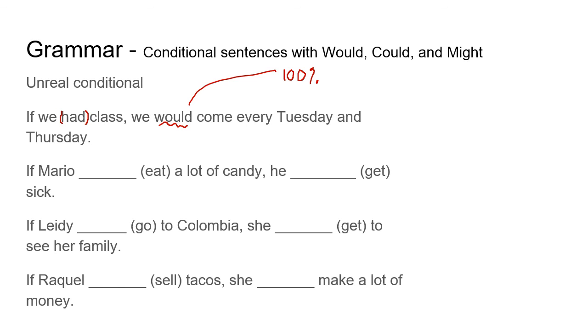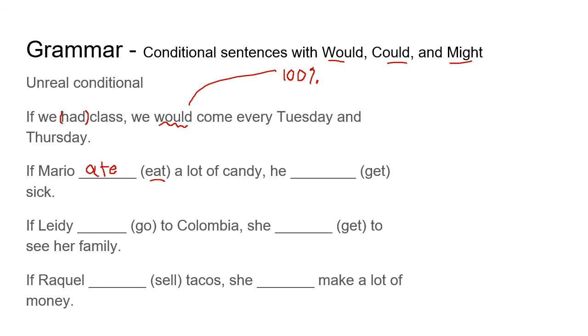Another example, I'll just do this next one with you, and then I'll let you do the other ones. If Mario, we change this to a past tense verb, ate, A-T-E, a lot of candy, now 100% of the time we would use would. He would get sick, he could get sick, or he might get sick. Now the great part about this is that we could use any one of these.